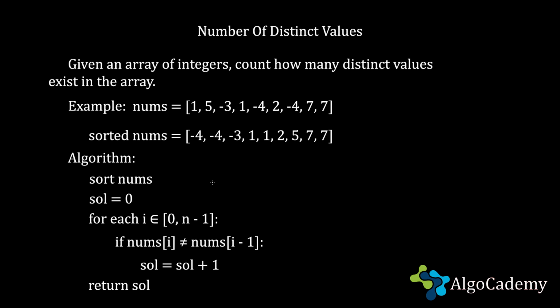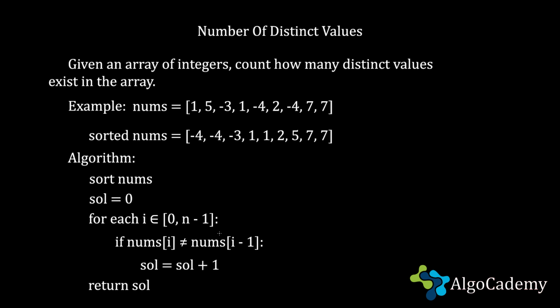And the second one is that I've just written here sort nums, because there are a lot of ways to sort the array, and that's not the purpose of the lesson, right? So first of all, we sort the array nums, and then we start off with the solution equals 0, and then all we need to do is go through each element in the array.